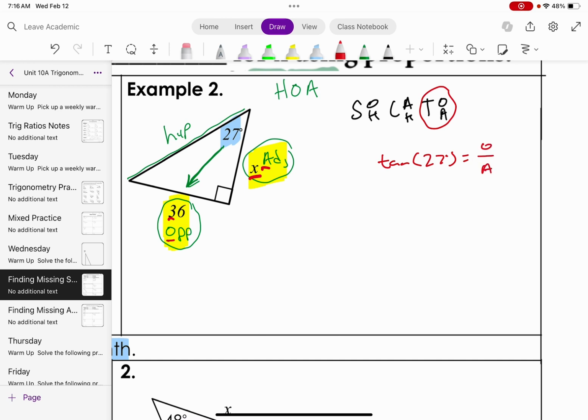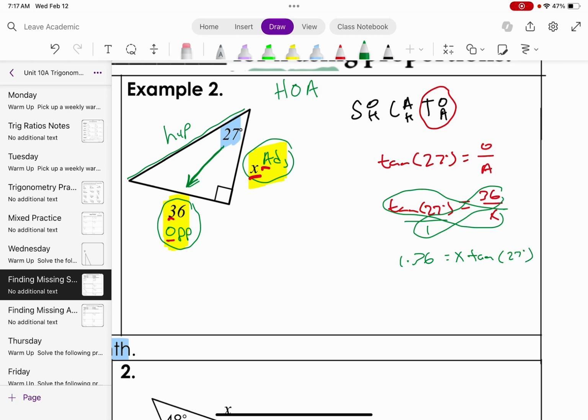And then from there, replace what you got. So that'll be 36 over x. And then you have tan of 27. And then we're just going to simply cross multiply. So you have 36 times 1, and then you have x times tan, so x tan of 27 degrees. And then next step is just simply divide. So divide by tan of 27. That goes away. Divide by tan of 27. And then x equals 36 over tan of 27.